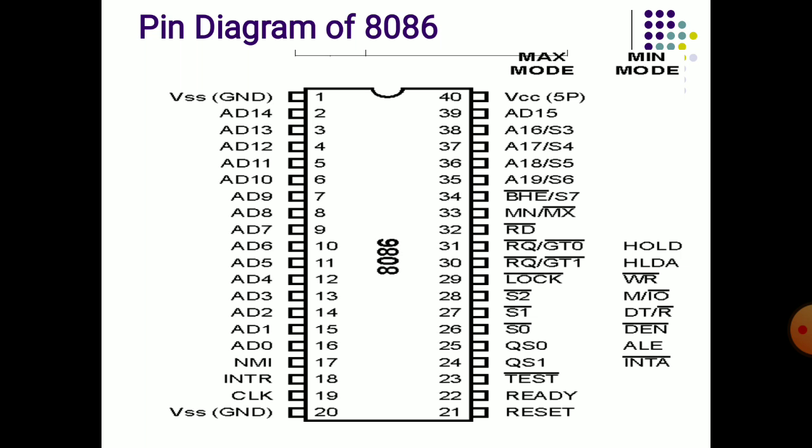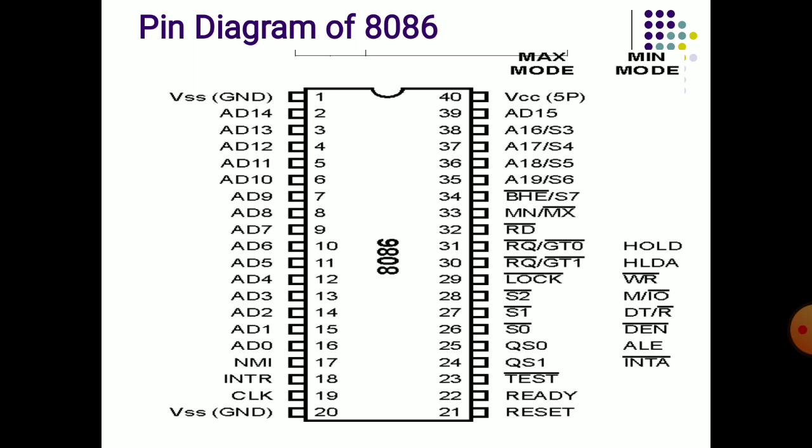M/IO bar indicates memory and IO. If you want to access memory, the memory line will be activated; if you want to access the IO devices, the IO bar is activated. So both memory and IO access are decided by the M/IO bar signal. And DT/R bar is used to control the direction of data flow through the transceiver, that is transmit and receive. Transmit and receive operations are carried out by using DT/R bar.